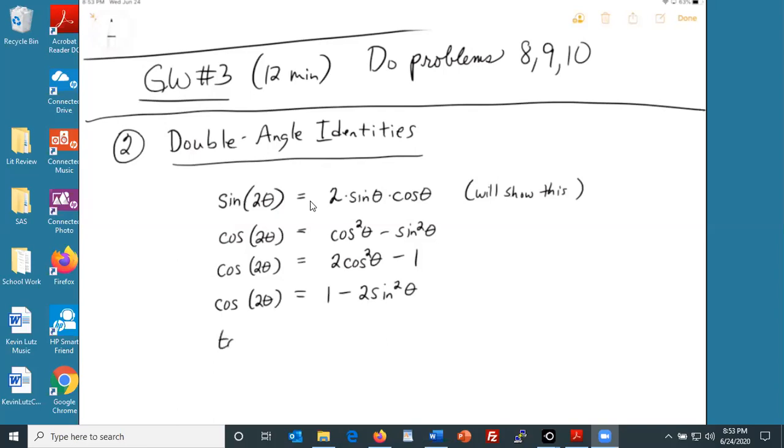And then the formula for tangent is 2 times the tangent of theta over 1 minus tangent squared of theta. Notice that's a square there. It's not a 2 theta. It's tangent squared of theta in the denominator.